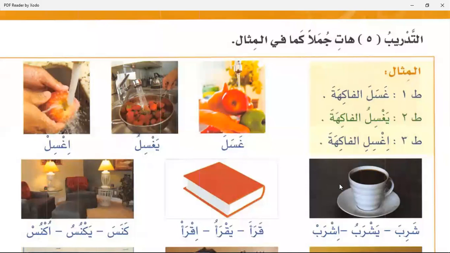Assalamu alaikum. Wa alaikum assalam. Kayfa anta? Bikhair wa alhamdulillah.